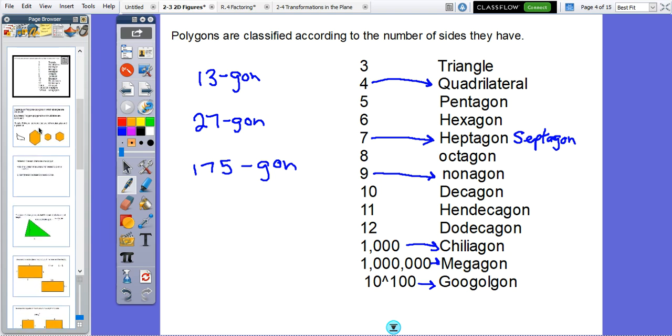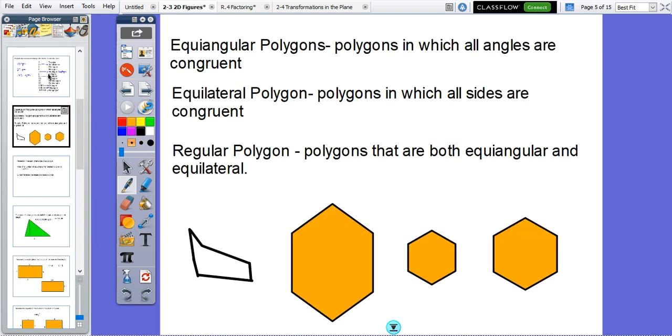Continue on. This is another category we can classify our polygons. Polygons can be considered equiangular, equilateral, or regular. Let's see what the big difference is. Equiangular, think of the key roots here. Equiangular means equal angles. Polygons that have all angles congruent, exactly the same, are considered equiangular.